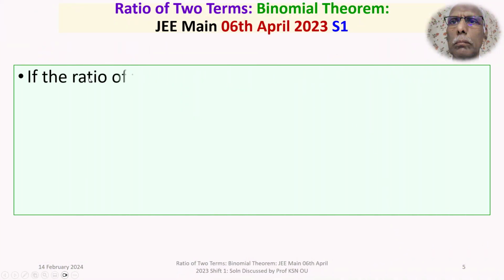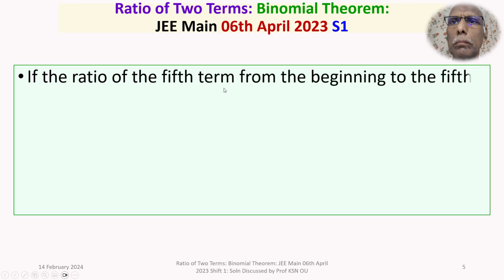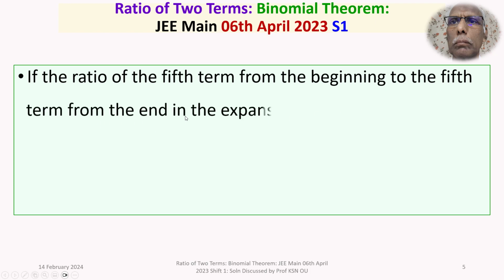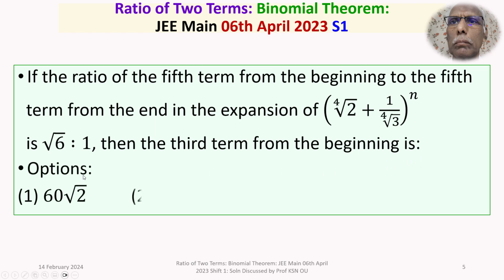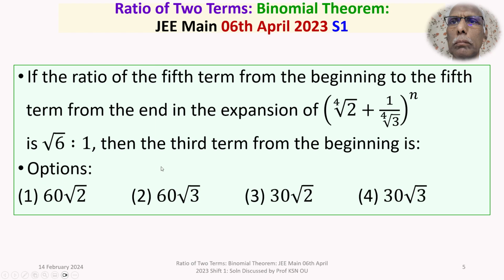The given question is, if the ratio of the fifth term from the beginning to the fifth term from the end in the expansion of fourth root of 2 plus 1 by fourth root of 3 whole power n is square root of 6 is to 1, then the third term from the beginning is, and we are given four options. Option 1, option 2, option 3, option 4.